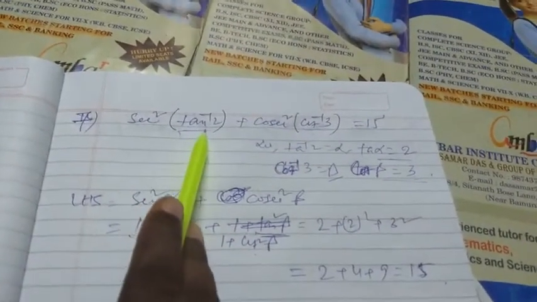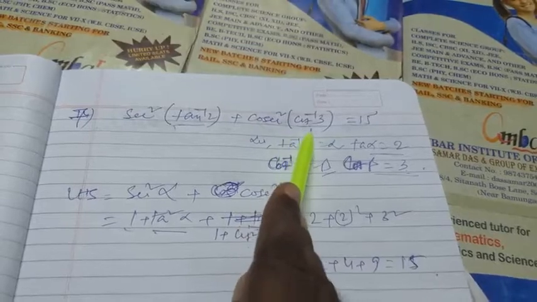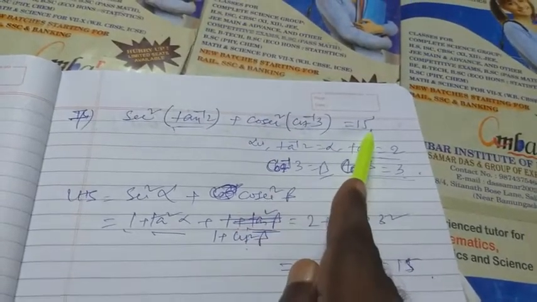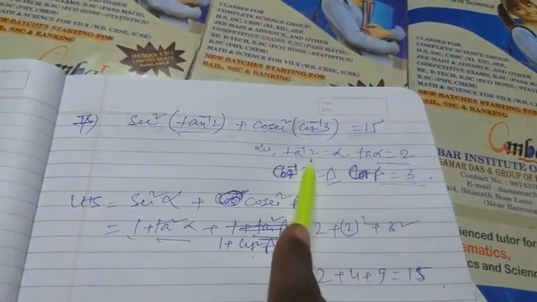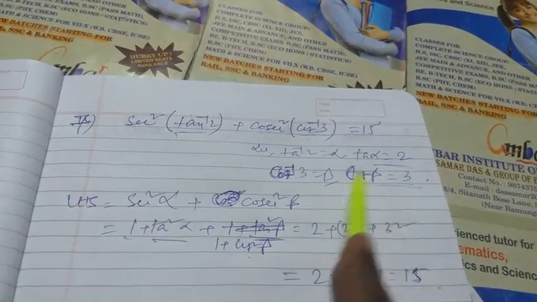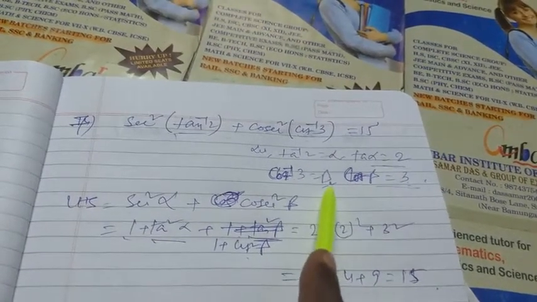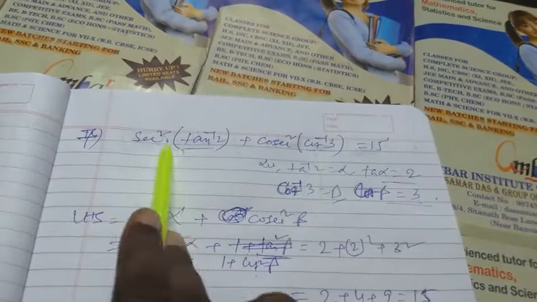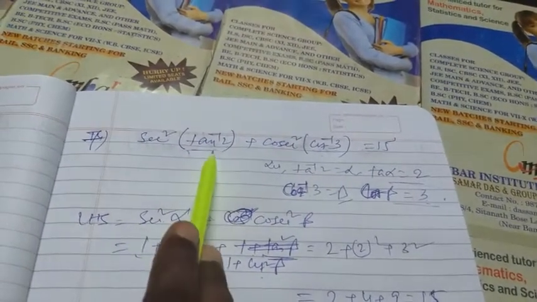sec square tan inverse 2 plus cosec square cot inverse 3 is equal to 15, we have to show. Let us assume tan inverse 2 is equal to alpha, and cot inverse 3 is equal to beta. Then cot beta equals 3. And write the left hand side. This is alpha and this is beta.